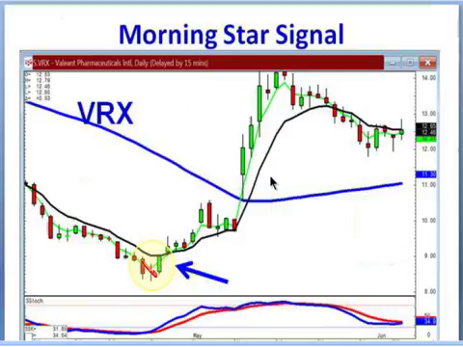Big down day, day of indecision. Third day closes more than halfway up this candle. So what confirms our morning star signal? If it opens positive, it's confirming our morning star signal. If it opens positive, what's it telling us about the T-line? The T-line's not acting as a resistance. You want to be a buyer.